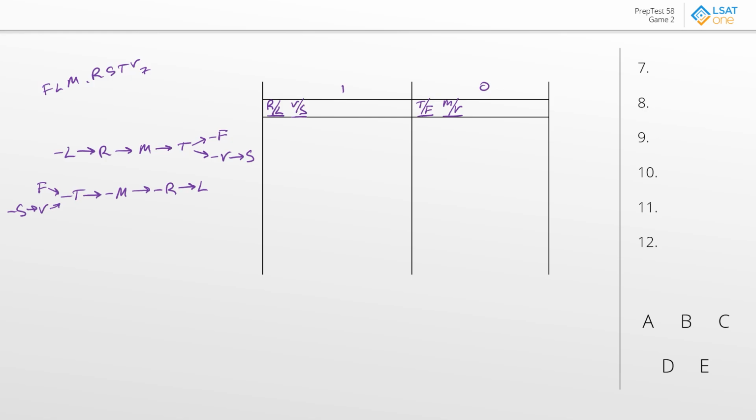We have all of the rules chained in. This is probably everything we're going to need. So let's take a look at the questions. Number 7 is our standard exclusion question. As usual, we go by the rules.